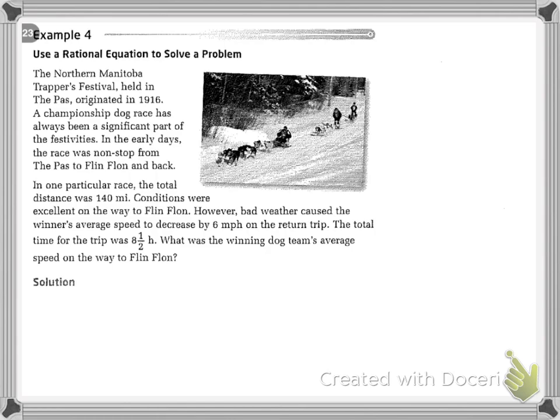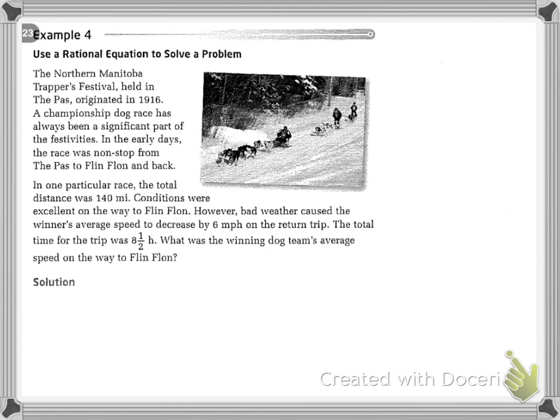Conditions were excellent on the way to Flin Flon. However, bad weather caused the winner's average speed to decrease by 6 miles per hour on the return trip. The total time for the trip was 8.5 hours, and what was the winning dog team's average speed on the way to Flin Flon?